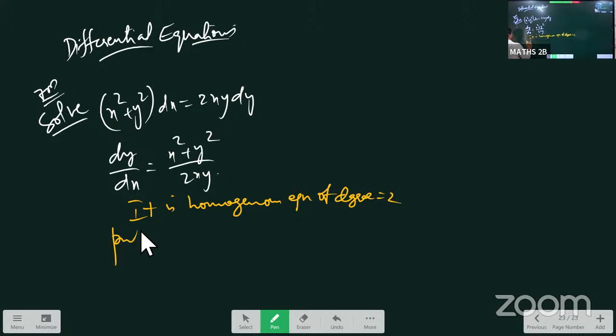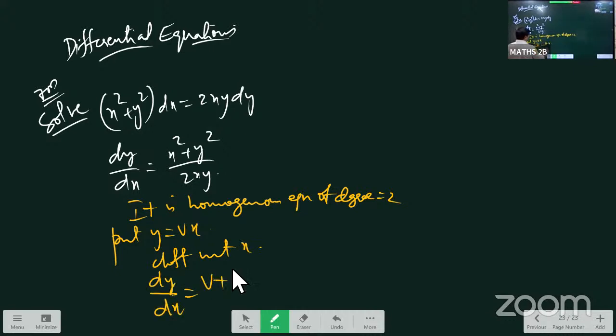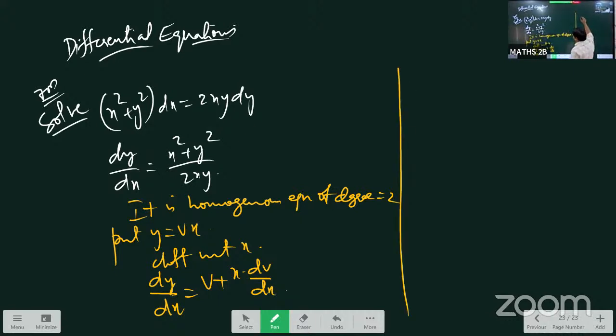Whenever it is a homogeneous equation, put y is equal to vx. This is a fixed approach, right? So differentiate with respect to x. The derivative of y is dy by dx; v as it is, x derivative is 1, x as it is, dv by dx. Now dy by dx and everything you replace here. dy by dx I'm going to replace with v plus x dv by dx.